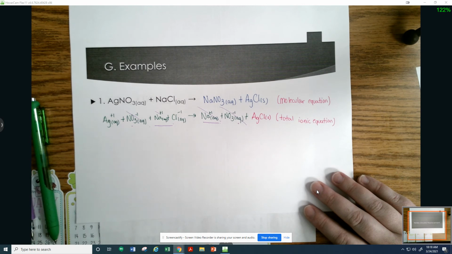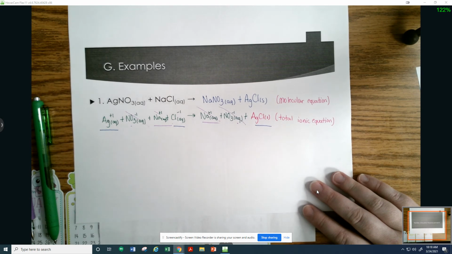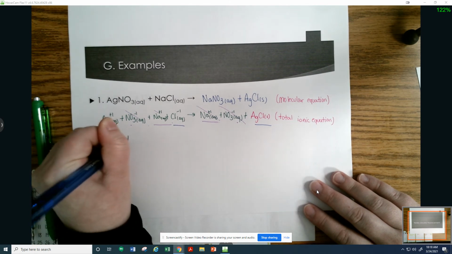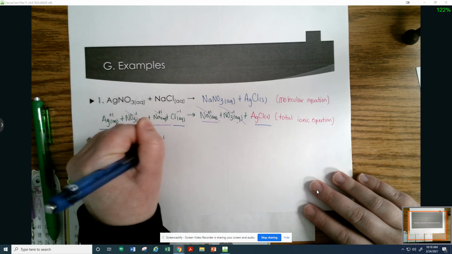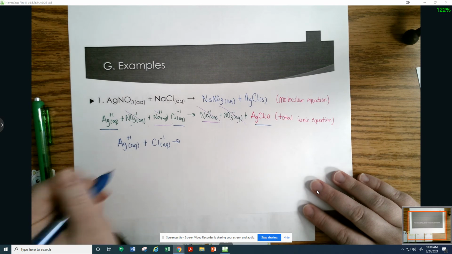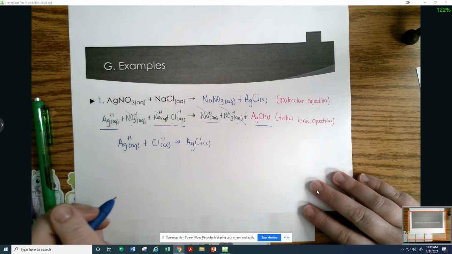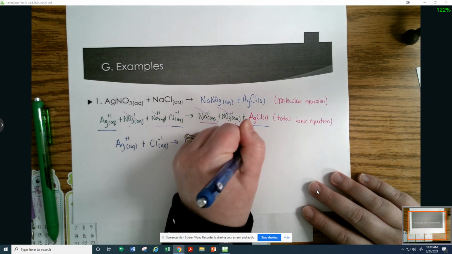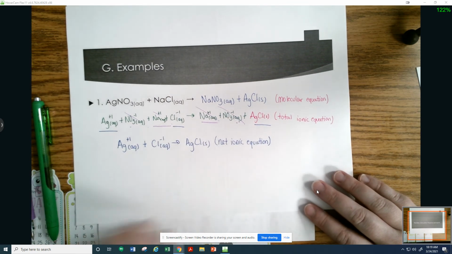So whatever is remaining, which is the Ag, the Cl, and my precipitate is what carries forward into the net ionic equation. So my net ionic equation is Ag plus 1 aqueous. Those are going to come in contact with chlorine ions. When they come in contact, they're going to bond. They're going to make this precipitate and settle out. Again, this is the net ionic. And we're done with example 1.